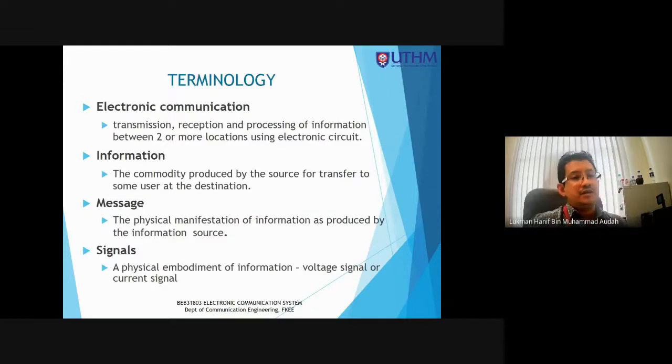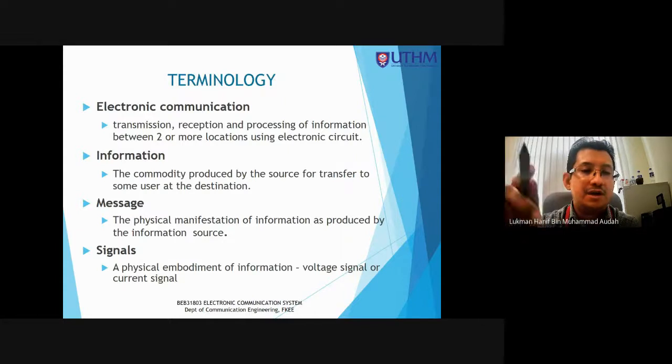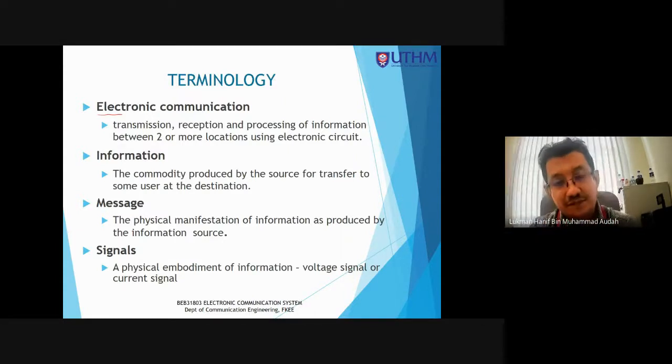Okay, terminology. We have many terminologies. The first one is electronic communications. Of course, when we talk about electronic communication, it consists of transmitter, receiver, and also medium. Bila disebut electronic communication system akan ada transmitter dengan receiver, dan di tengah-tengahnya yang memisahkan itu adalah channel.